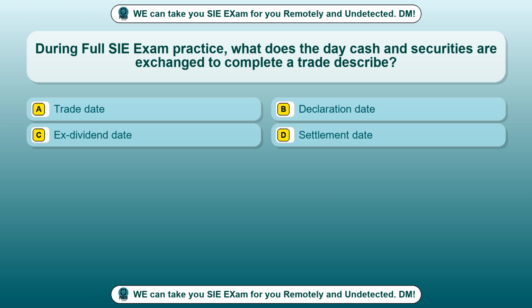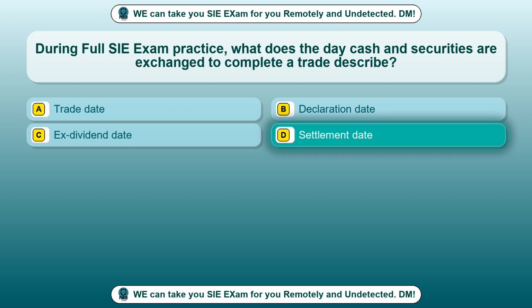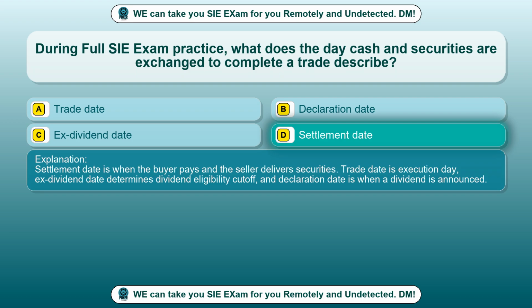Option C, ex-dividend date. Option D, settlement date. The correct answer is option D, settlement date. Settlement date is when the buyer pays and the seller delivers securities. Trade date is execution day, ex-dividend date determines dividend eligibility cutoff, and declaration date is when a dividend is announced.